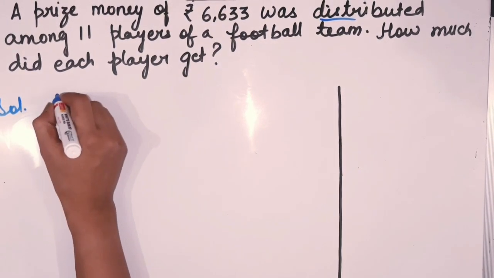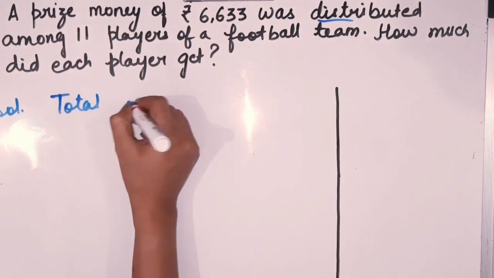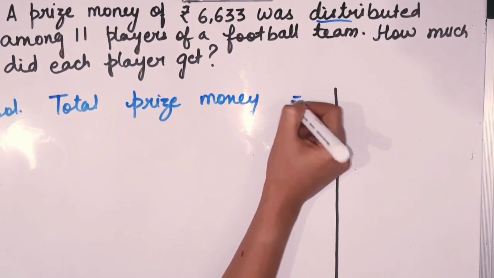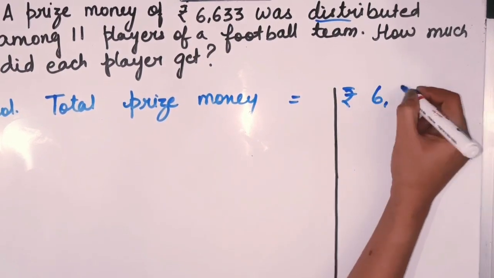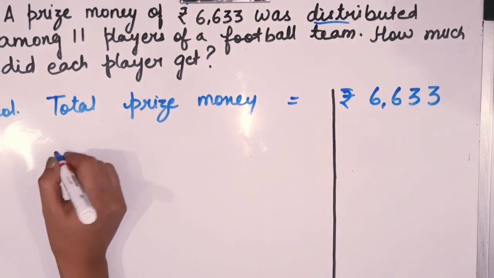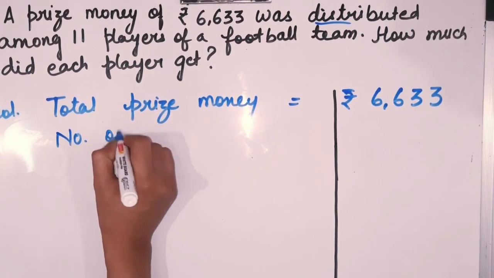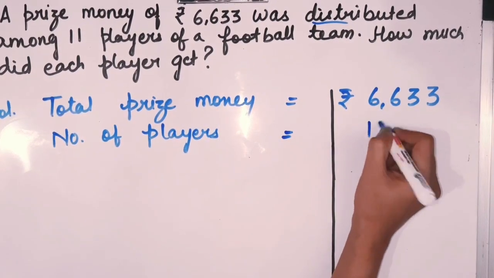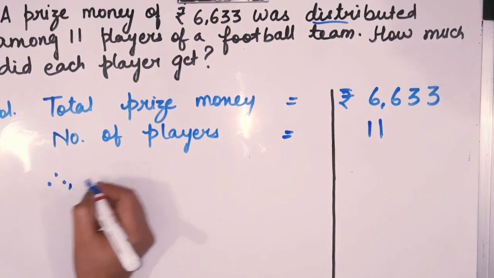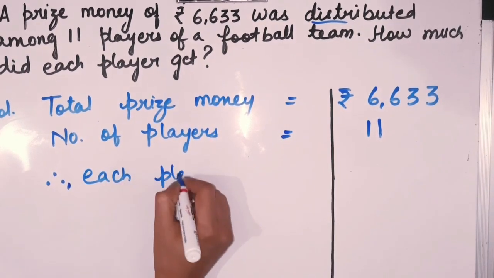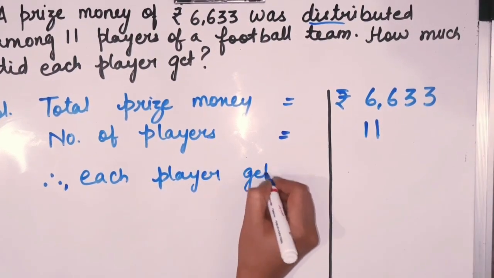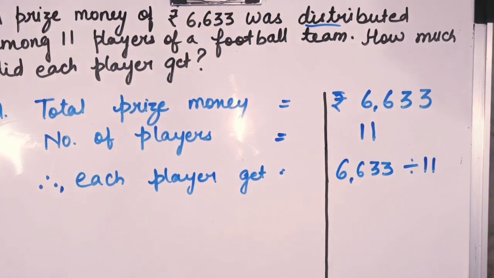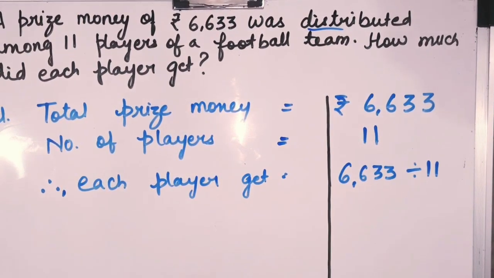The first will be total prize money is equal to rupees 6,633. Then number of players is equal to 11. Therefore, each player gets 6,633 divided by 11. So now we will divide and find out the answer.